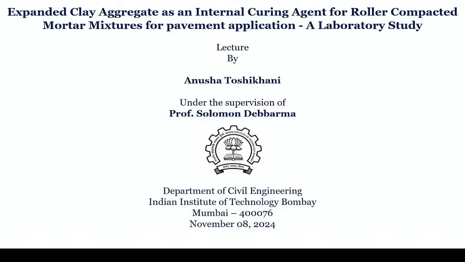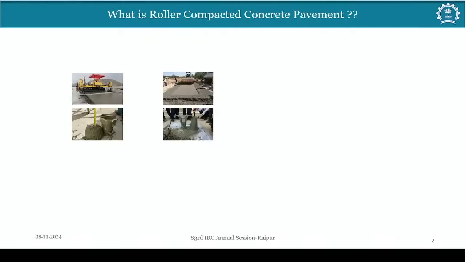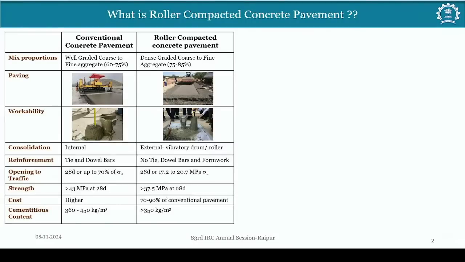Before starting, let us understand what roller compacted concrete is and how it is different from conventional concrete pavement. Here we can see that roller compacted concrete is basically a zero slump concrete, compared to conventional concrete, and it can be compacted using a vibratory roller as with asphalt concrete. So it doesn't require any dowel bar, tie bar or any framework. Also, because of no tie bar and dowel bar, the cost of construction is comparatively much less than conventional concrete. And it requires more fine content than conventional concrete.